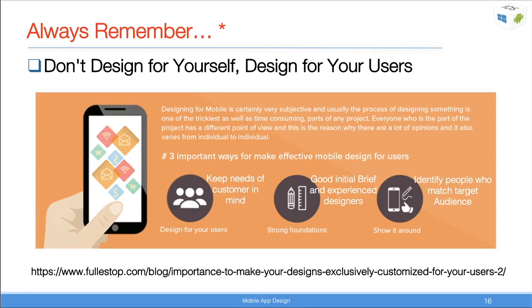So the article identifies three important ways of making effective mobile design for users, okay? The first one there, keep the needs of the customer in mind. There's no point in you plowing ahead yourself with what you think is this brilliant app that you're developing for someone else, when you haven't kept those customers' needs in mind. So you need to get some feedback from your target audience, the people you think are going to use your app, and factor that into the design process. So design for your users, that was the main point there.